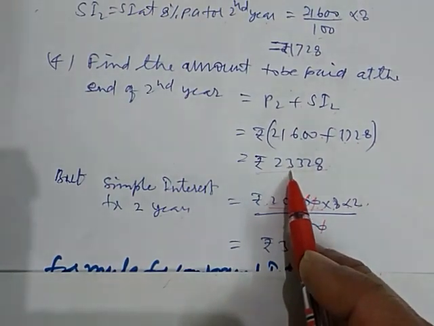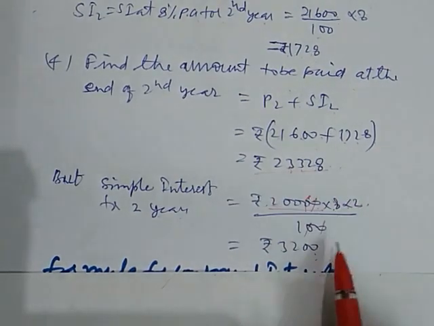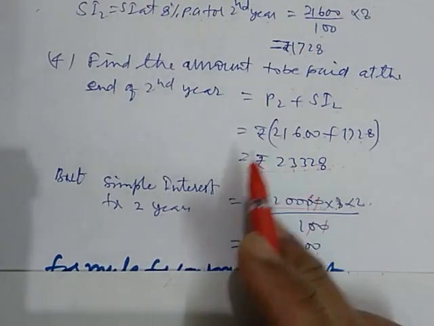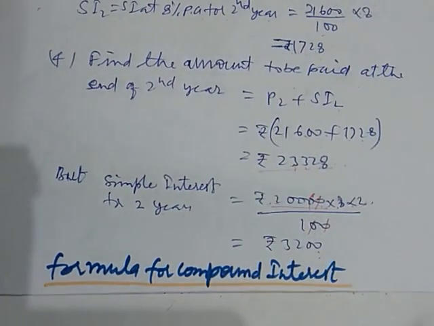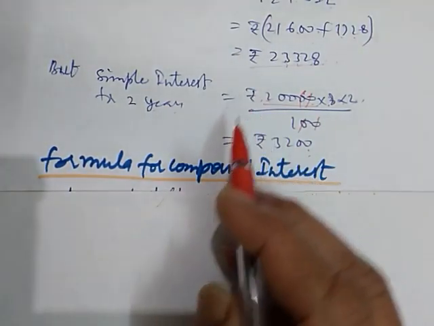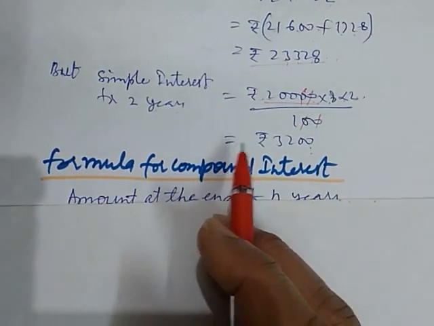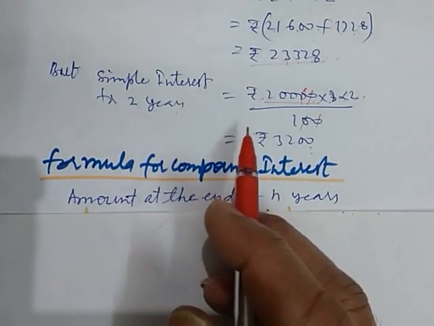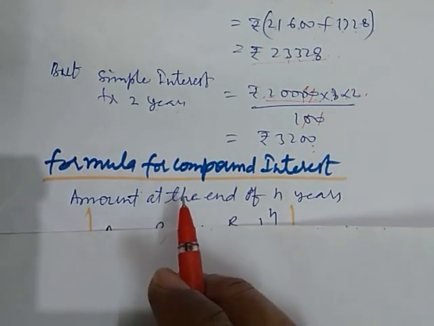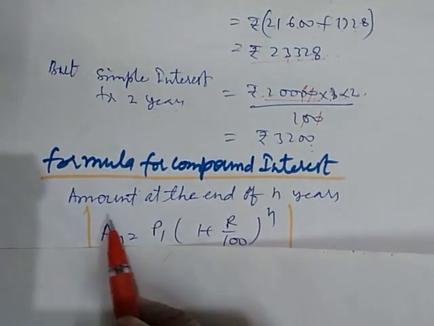But here it is 3,328. So 128 rupees extra is paid due to the compound interest. Okay, so learn this thing carefully. Now we learn the direct formula for compound interest. Here we calculated many times. If you want to calculate for many years, then we have to calculate many times. But by using this formula, we can calculate the compound interest in once, in a single attempt.